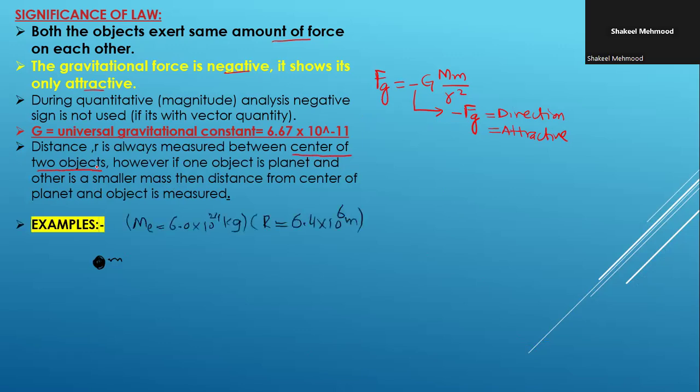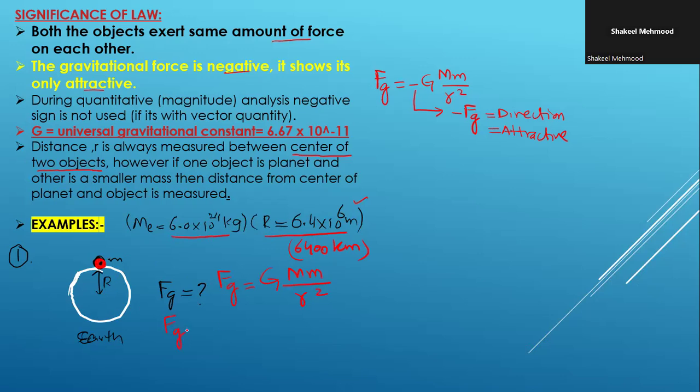Okay, let's do an example. Suppose there is Earth, and just bear with the rough drawing. This is the Earth, and its mass is 6 × 10^24 kg, and its radius is 6,400 kilometers, which in meters is 6.4 × 10^6 m. A mass is placed on the surface of Earth, and you have to find the gravitational force between Earth and that mass. Obviously you will ignore the negative sign because you're going to find the magnitude.